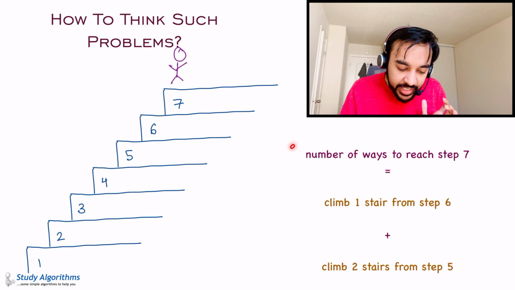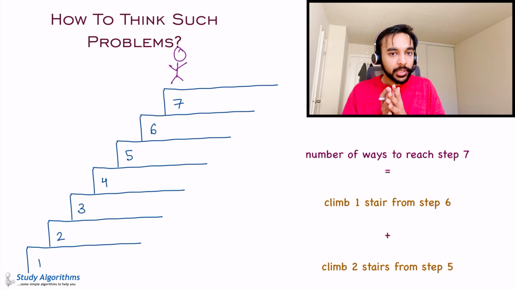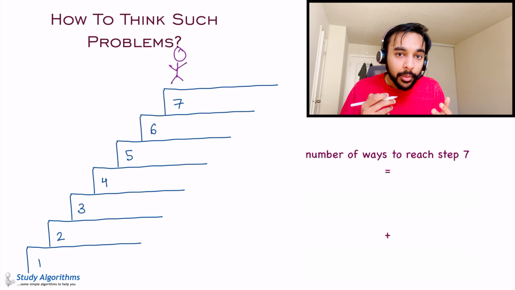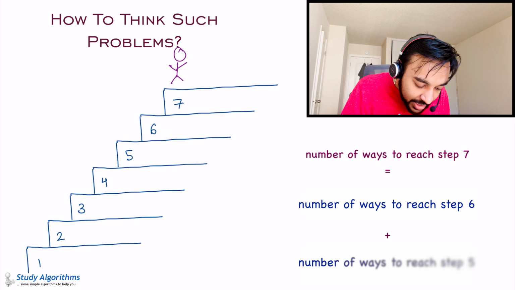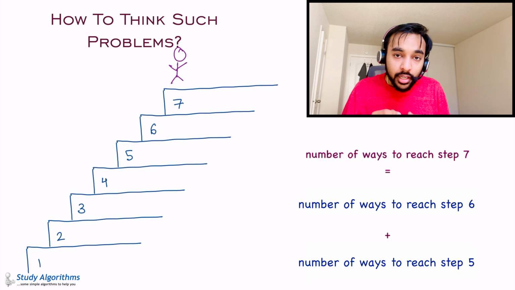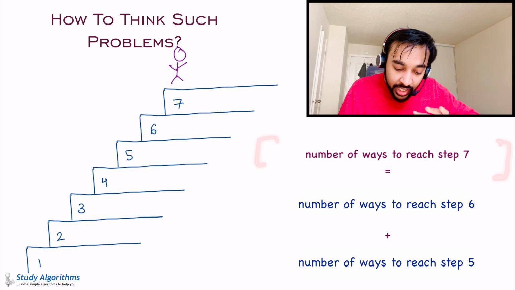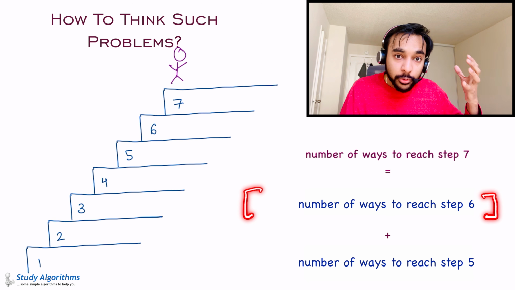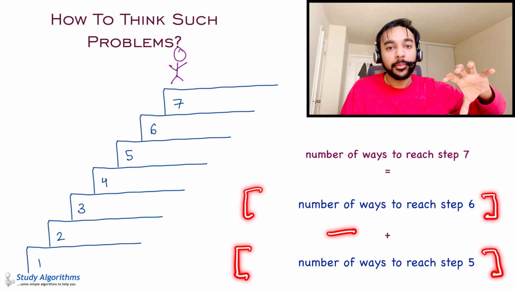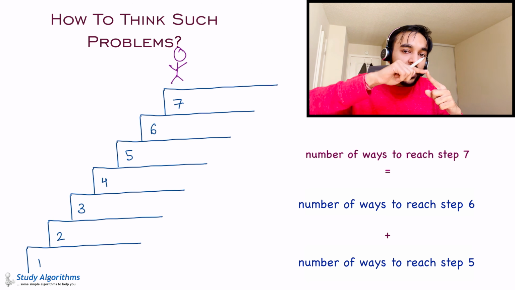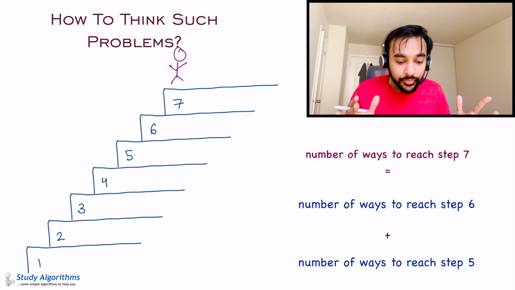Now that you know that these are the total number of ways, you are either climbing one stair from step 6 or you are climbing two stairs from step 5. So this problem can now translate into the number of ways you are reaching step 6 plus the number of ways you are reaching step 5. So that simply means that the total number of ways you can reach step 7 are the total number of ways you can reach up to step 6 plus the total number of ways that you can reach up to step 5. Because after that, you either need to take one step to reach step 7 or you need to take two steps to reach step 7, right?